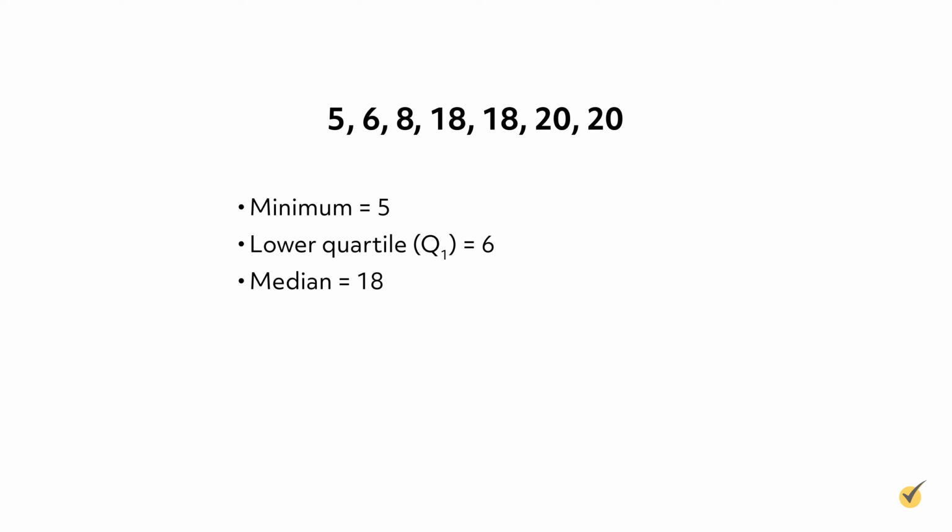So to summarize, our minimum is equal to 5. Our lower quartile, Q1, is equal to 6. Our median is equal to 18. Our upper quartile, or Q3, is equal to 20. And our maximum is equal to 20. Now that we have the 5-number summary, we can create a box and whisker plot.